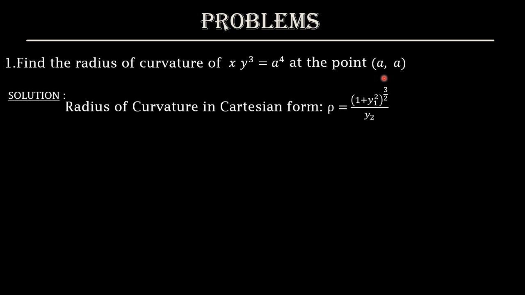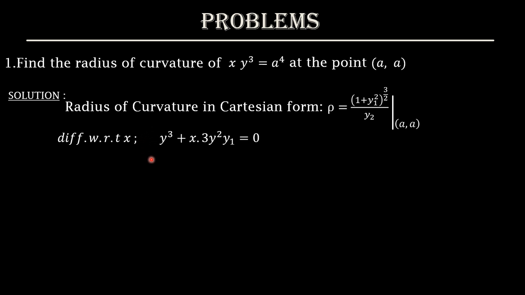But since they are expecting you to find it at the point (a, a), you have to find the radius of curvature at the point (a, a). That means you need to find the corresponding first order derivative and the second order derivative at the point (a, a). So just consider the curve. Let me just differentiate the curve since it is a product of two variables over here. So I am going to use the product rule.